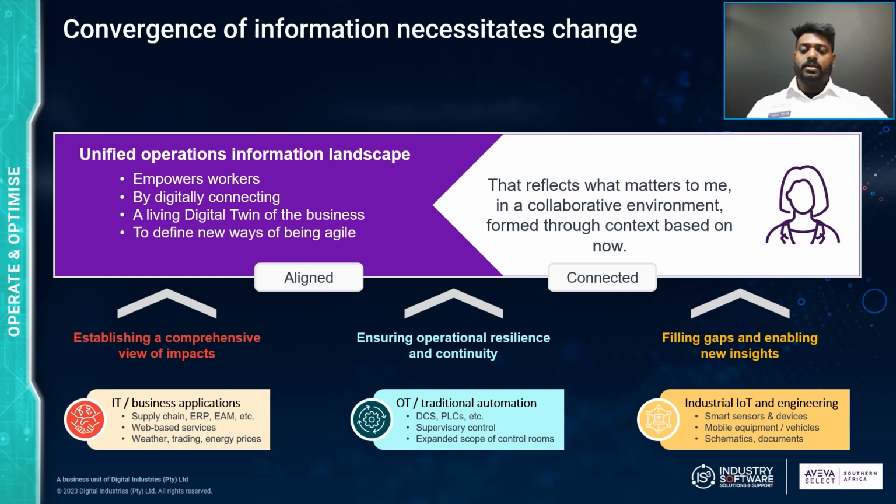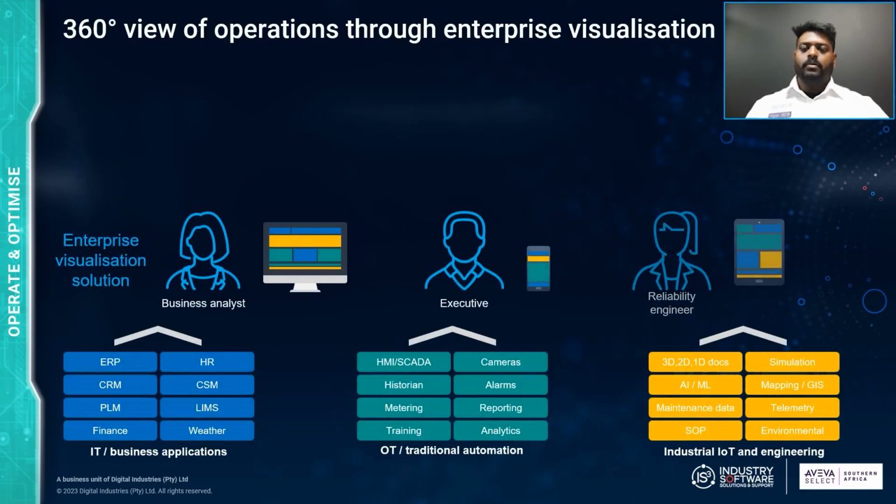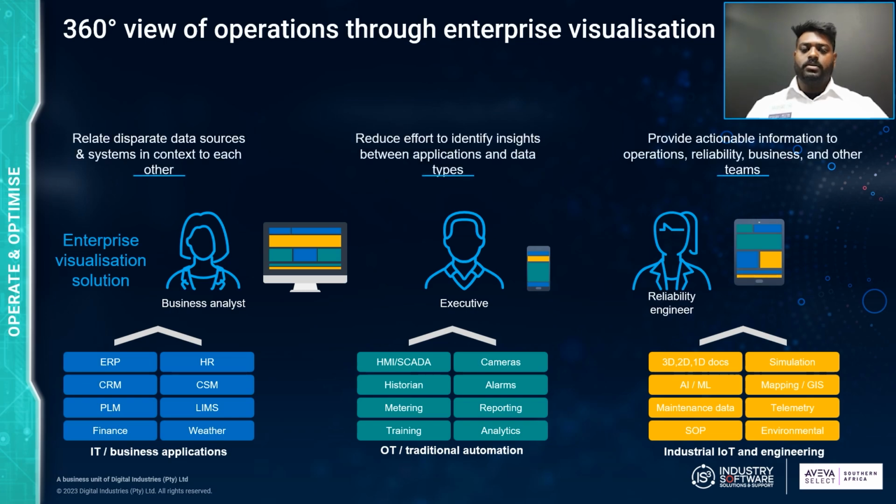With the AVEVA Operations Centre, you can converge and visualize a combination of process metrics, maintenance analytics, engineering documentation, financial performance, or anything in between. You are also provided with a 360-degree view of operations through enterprise visualization. From a business analyst from the IT, to executive from the OT, and lastly, the reliability engineer in the industrial IoT. Each of these have their own requirements.